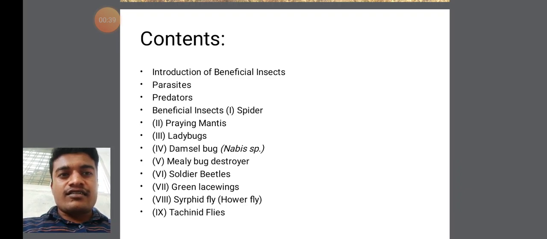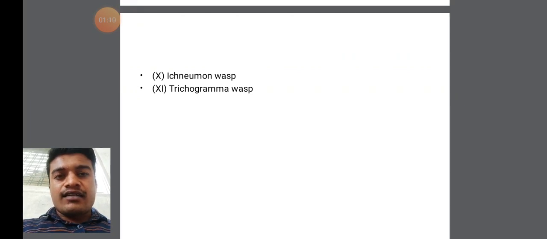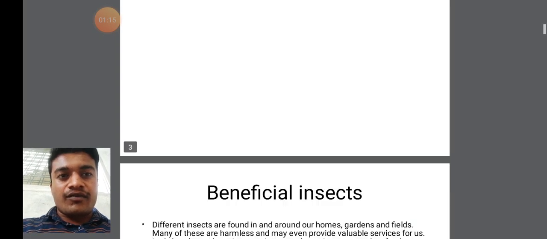We have seen the economic importance of spider, praying mantis, ladybugs, and damselbug, that is Nabis species. Today we will focus on the remaining portion of that point, the economic importance of beneficial insects, under which we will see the economic importance of mealybug destroyer, soldier beetles, green lacewings, syrphid fly, that is hoverfly, tachinid flies, ichneumon wasp, and trichogramma wasp. Now we will focus in detail one by one.